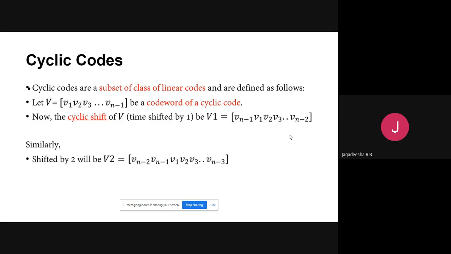Codes. So in the next slide, I hope both the sections are in the next slide, right? Cyclic codes. Hello, sir. Yes. Sir, I will turn off my mic, please. Yes. Okay. One minute.